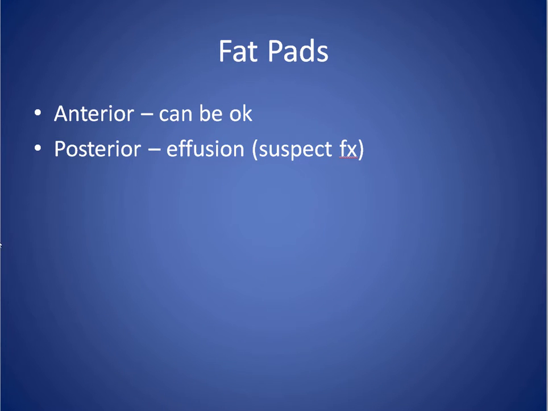The next structure we check is the fat pads. So the presence of an anterior fat pad is normal, but the presence of a posterior fat pad indicates a joint effusion. And if trauma, one should assume the presence of a radial head fracture.